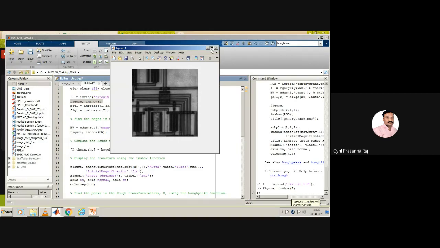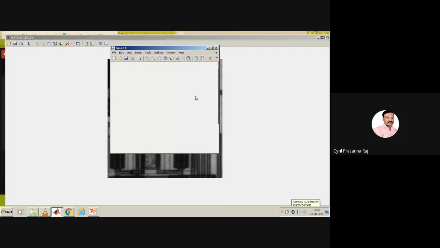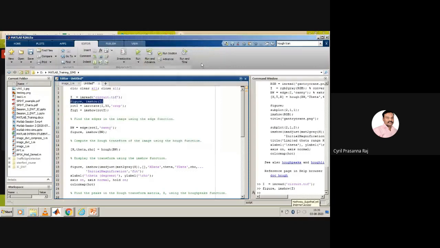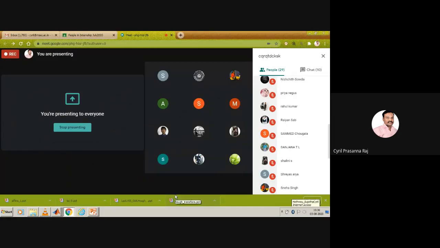This is the original image, which is the circuit image. If you see this, it has lines only on the x and y axis. It will not have lines on the diagonal axis. Anybody can tell me why a circuit picture, it could be a PCB circuit or it could be a VLSI circuit, has lines only in the x and y directions? It will not have lines in any other directions. Any of you can tell me why it is? Hello?